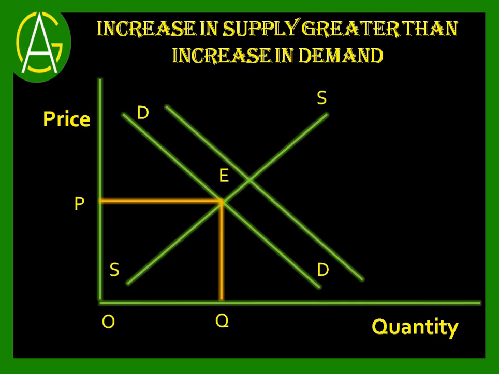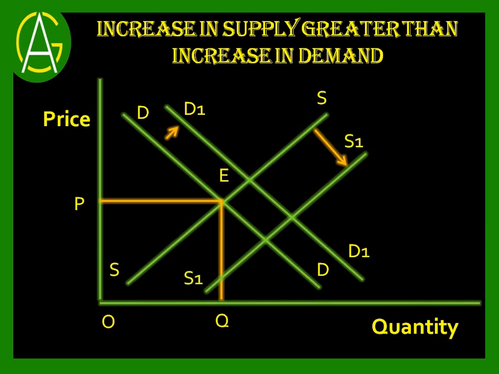Now there is an increase in demand but by a smaller amount. When there is an increase in demand, the demand curve will shift to the right side. The new demand curve is D1 D1, but at the same time there is an increase in supply, and supply has increased by a greater amount. So a new supply curve on the right side is presented. The new supply curve S1 S1 is given.